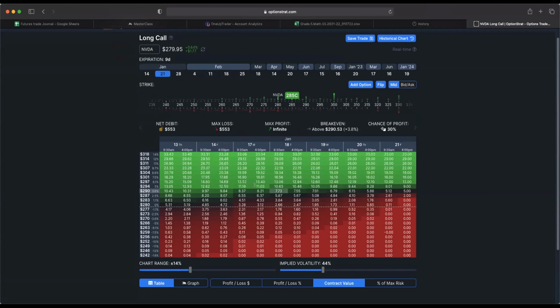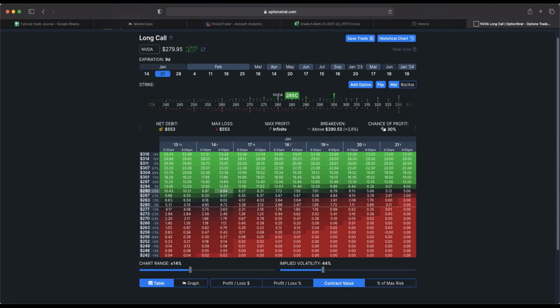Now, this chart shows you your value. If it goes to these prices on the left, the number tells you what value it will hit, right? So I'm looking to hold this until next Monday. At next Monday, this is where I'm looking to get out. So at the open, let's say NVIDIA goes to 290. This is going to be worth 984 from 553. Good profit, right? Let's say NVIDIA perhaps goes down to 277. Then this is 363, and I lose 190, right?